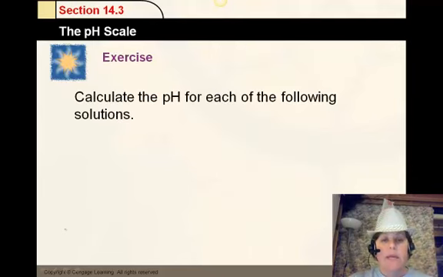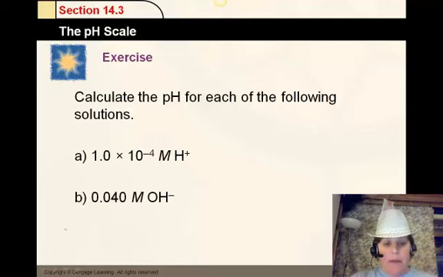So let's look at some examples of calculating pH. Alright, so the first one, 1 times 10 to the negative 4 molar hydrogen ions. That's pretty easy. I could use my calculator if I wanted to, but because it's 1 times 10 to an exponent, all I really have to do is look at the exponent. In this case, you notice the exponent is a negative 4. So that means the pH is 4. And let's see if this is going to show this to me. Yep.